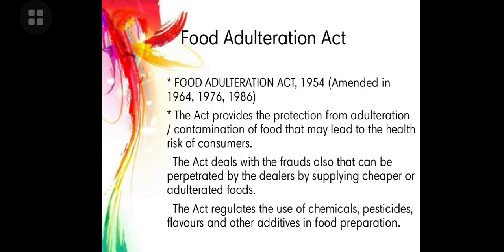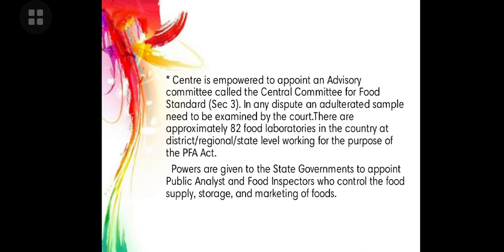Food Adulteration Act. This Act was amended in the year 1954 and continued in 1964, 1976 and 1986. The Act provides protection from adulteration or contamination of food that may lead to health risk of consumers. The Act regulates the use of chemicals, pesticides, flavors, and other additives in food preparation. Through this Act, there is control over dumping of substandard foods and enrichment of flour, bread, or other cereals with vitamins or minerals. The Centre is empowered to appoint an advisory committee called the Central Committee for Food Standards.